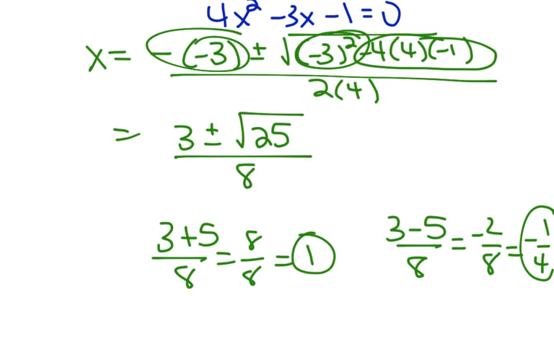If you were to have graphed this, you would have seen the graphing calculator hit the x-axis at positive 1, and you would have seen it hit between 0 and negative 1, and you could have used the 0 function on the calculator to find it.